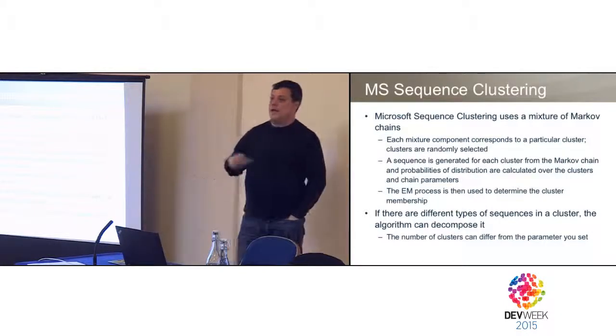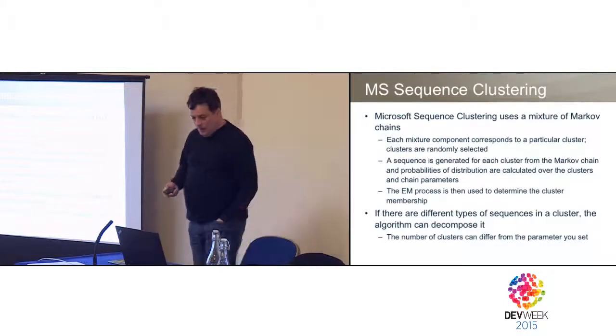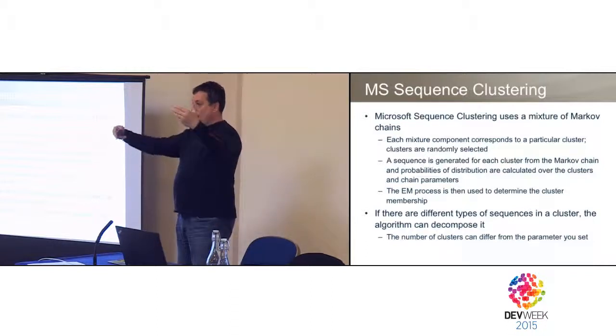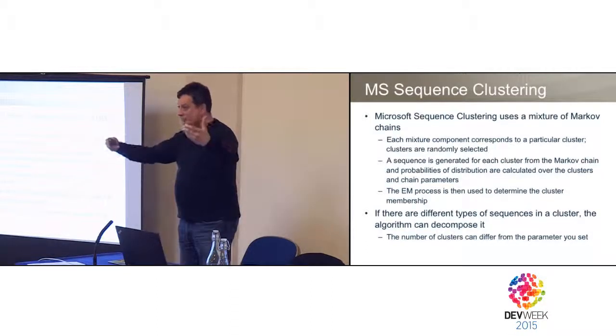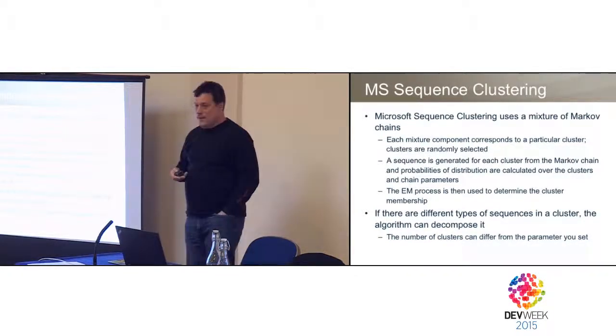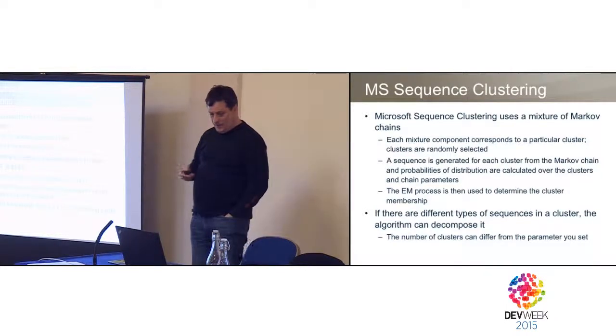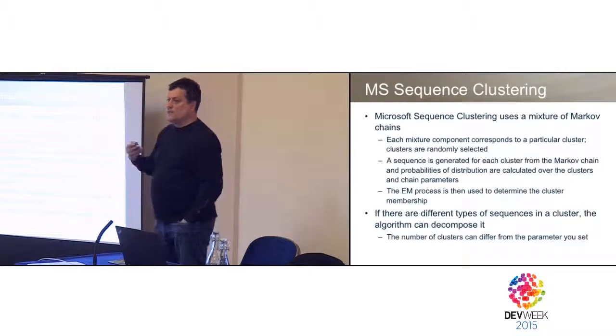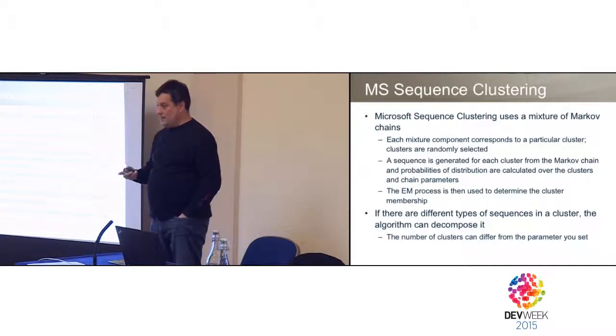And then, after I have this model, I can assign cases based on probabilities to the closest model, to the closest sequence. So how many sequences are there? Microsoft sequence clustering is very smart. You define the number of clusters, and this defines your number of sequences, like with clustering.